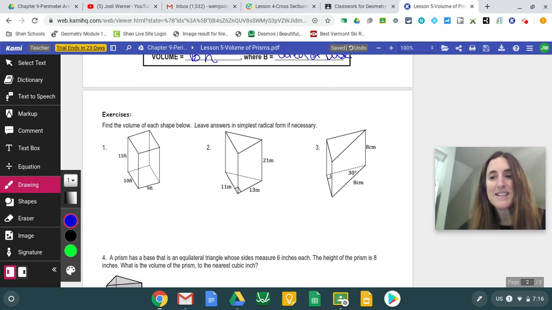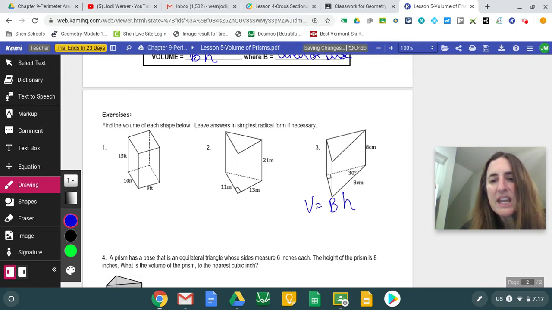Okay, let's get some examples going. The first couple are kind of simple, so let's look at this fun one over here. Oh dear, look at this. We have a nice triangular prism. I know my volume is going to be big B times H.